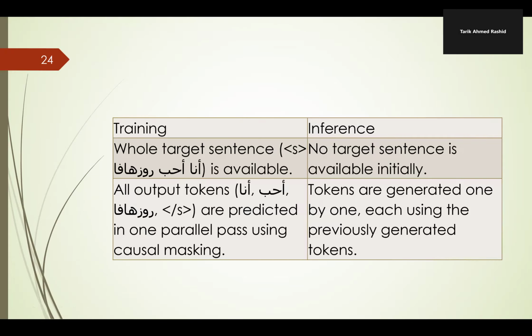That's all about training, inference, and the concept of causal masking. I hope that I explained it clearly here. This is just the difference between training and inference: training is teacher forcing, and inference is testing.